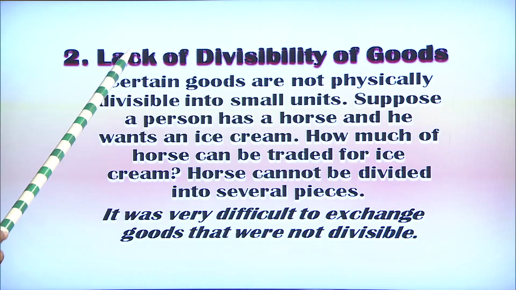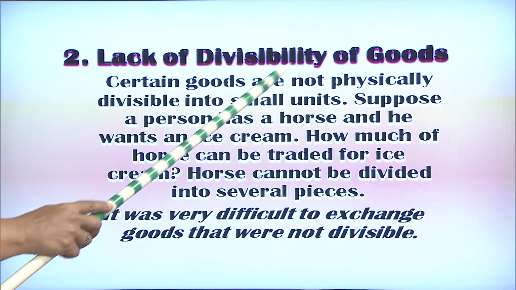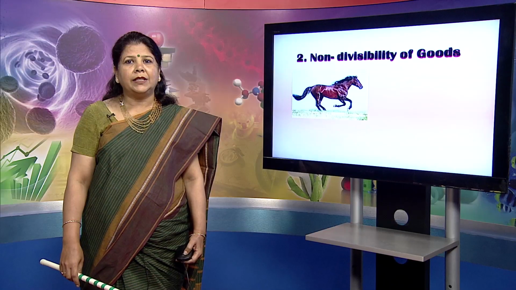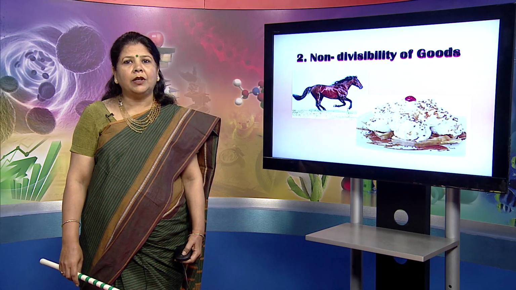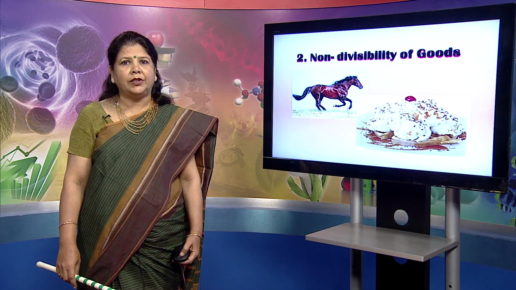The second problem with the barter system was that there was lack of divisibility of goods. Certain goods are not physically divisible into small units. Suppose a person has a horse and he wants an ice cream. How much of the horse can be traded for ice cream? A horse cannot be divided into several pieces. It was very difficult to exchange goods that were not divisible. We can see the visual of a horse and an ice cream. Can you even imagine how these can be traded with each other?